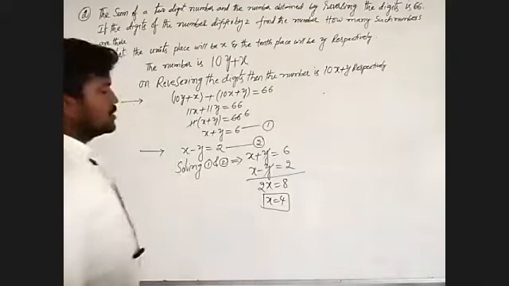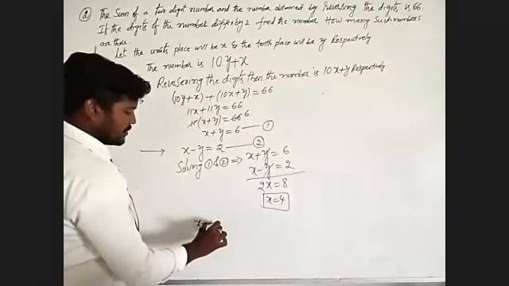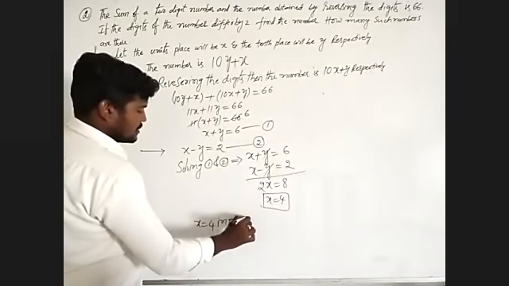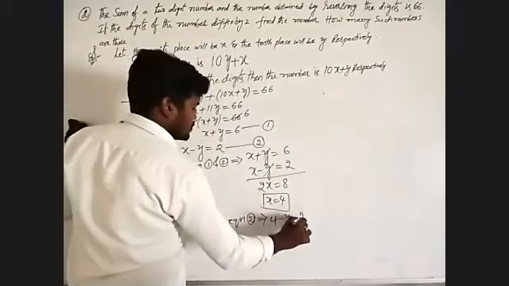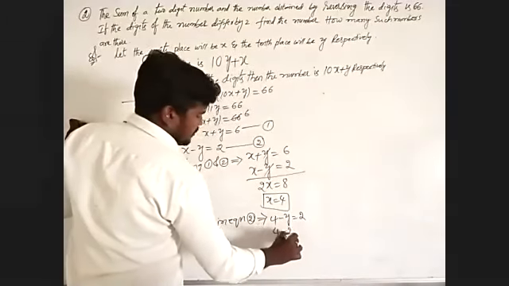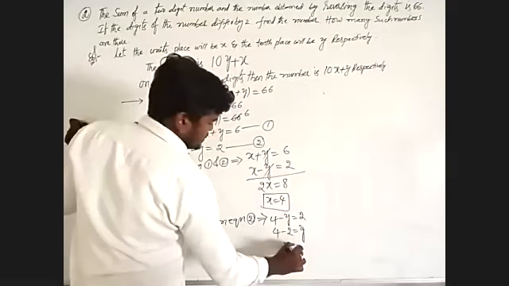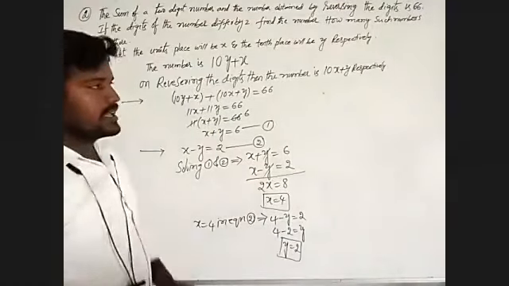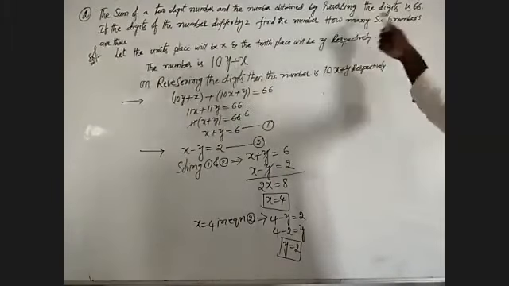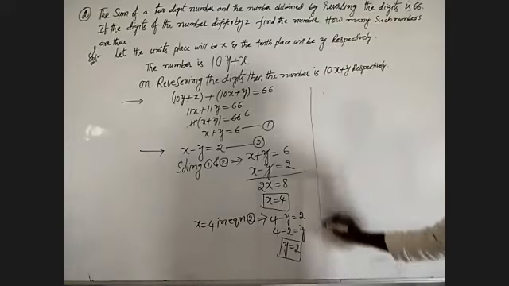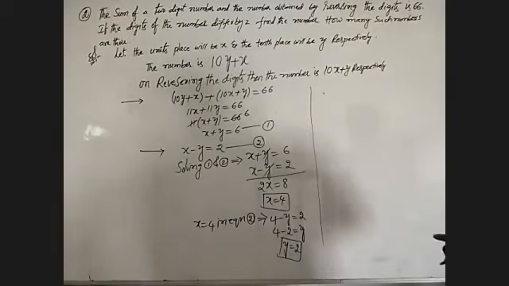We know the x value, x is equal to 4. Substitute in equation 2. Then 4 minus y is equal to 2. After that, 4 minus 2 is equal to y, where y is equal to 2. These are the values of x and y. We have to find the number. How many such numbers are there means we have to find the number and also find the number with the reversed digits.